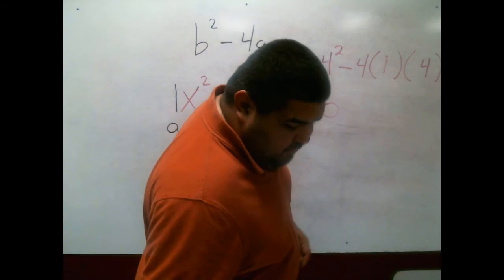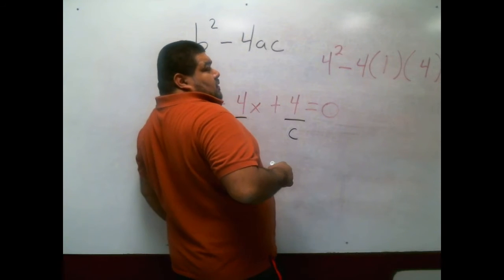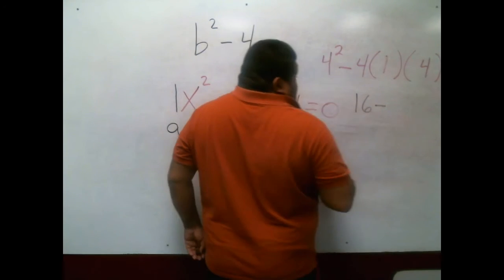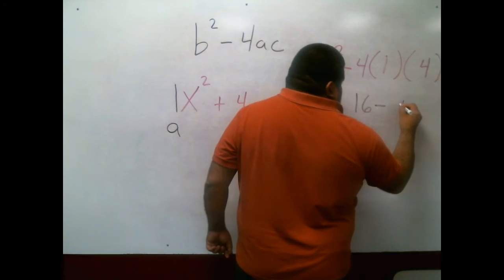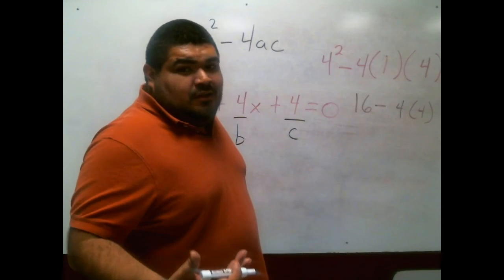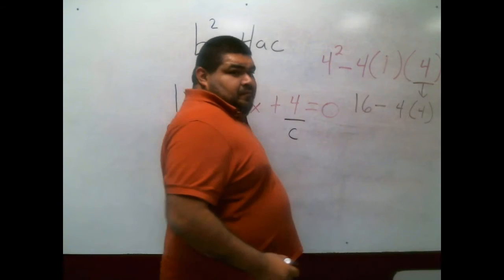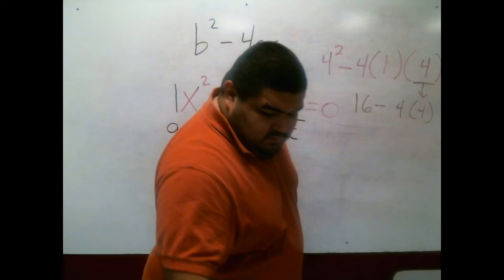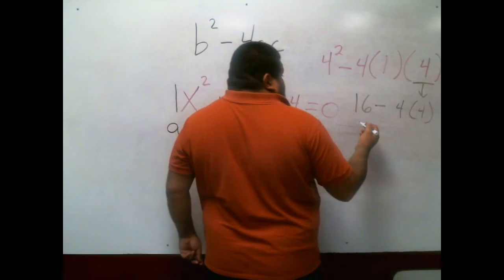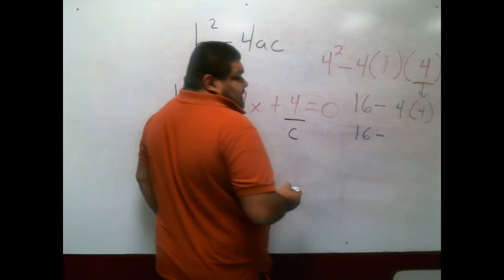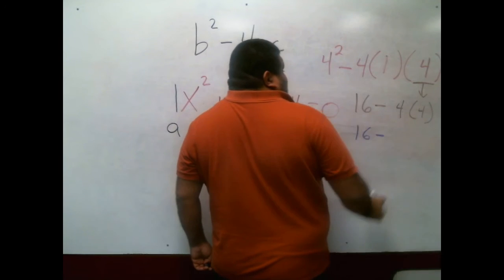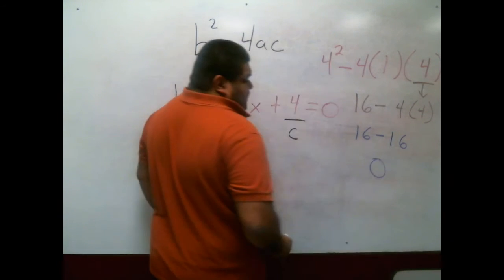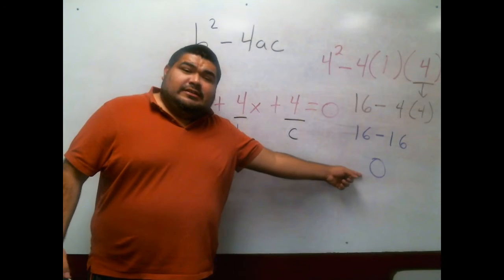So let's solve the problem. 4 times 4 is 16. So we have 16 minus 4 times 1, which is 4, because anything times 1 is itself. Then bring down the next 4, because we didn't do anything to it. So we have 16 minus 4 times 4, which is 16. So 16 minus 16 equals 0. And we found the discriminant, which in this case is 0.